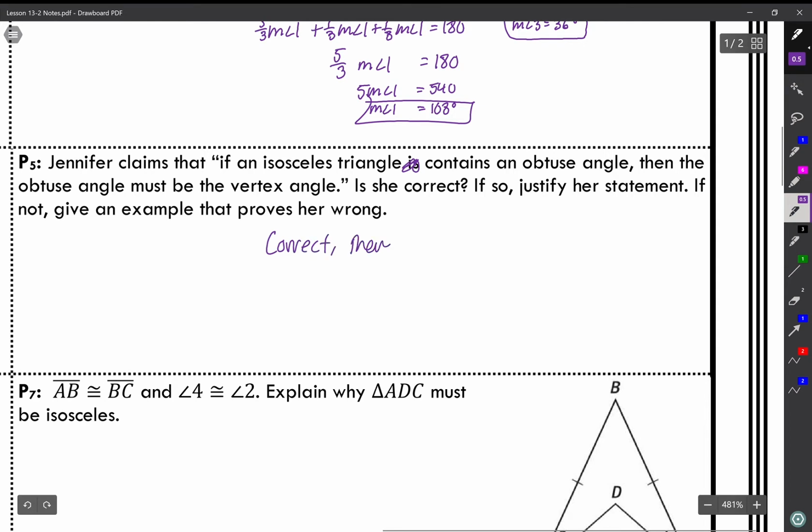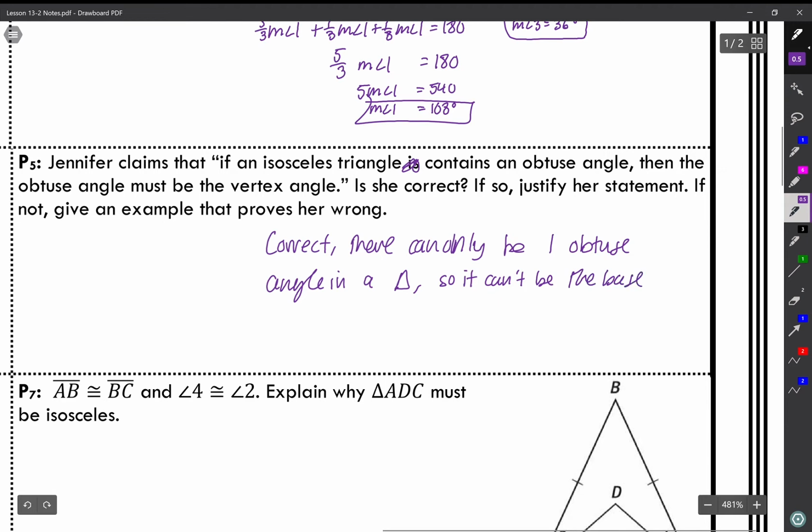There can only be one obtuse angle in a triangle, so it can't be the base angles, which are two of them.